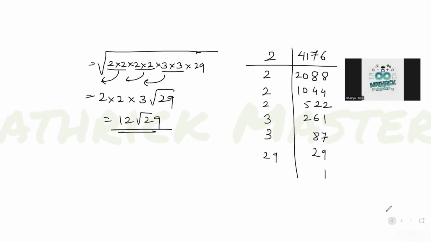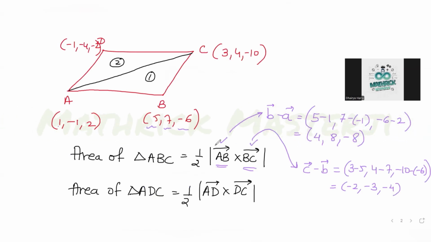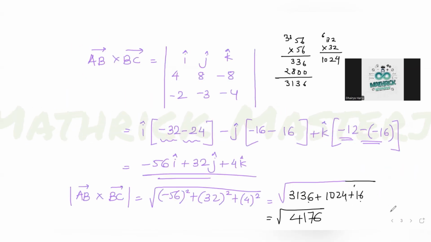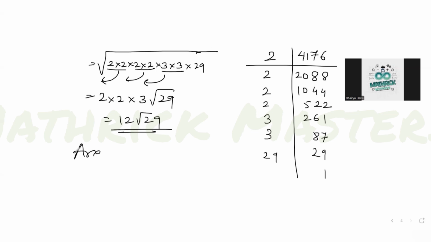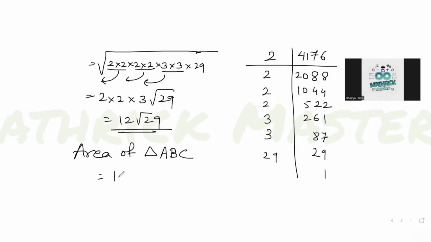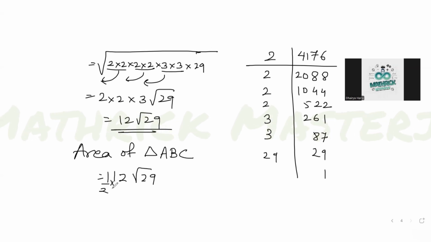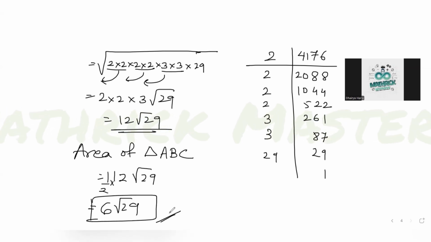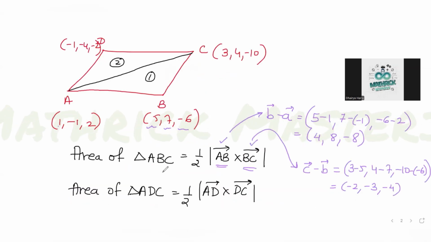I have to multiply it with half also to get the area. So area of triangle ABC I get is 12 root 29 for now. Multiplied with half was left, so we have to do that also. So it's basically not 12 root 29, it's 6 root 29. So that is the area of the triangle ABC I have gotten till now. Let's try to find the area of triangle ADC.